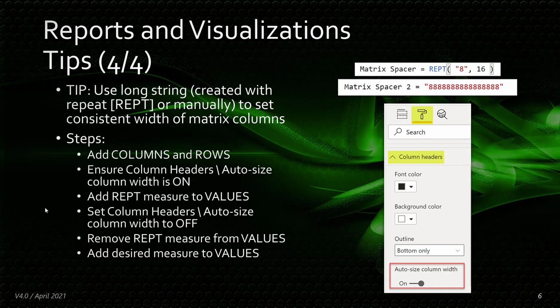When using a matrix, one is often presented with different column widths, and it can make the matrix look not consistent. To make a matrix have consistent column widths, a neat technique is to use a dedicated measure that uses the REPT function to force consistency. So to set this up, let's create a new matrix and drag year and month into it.